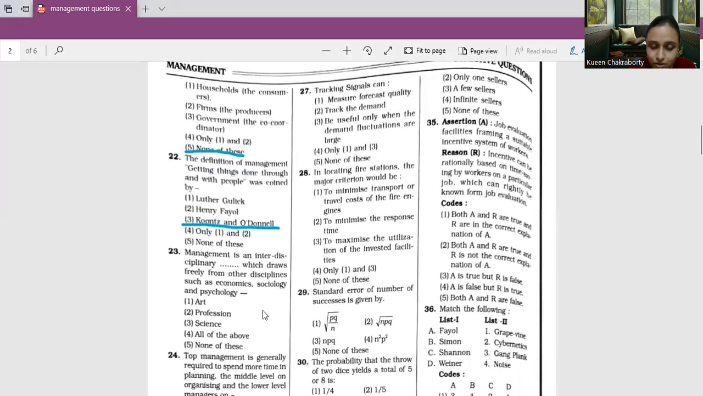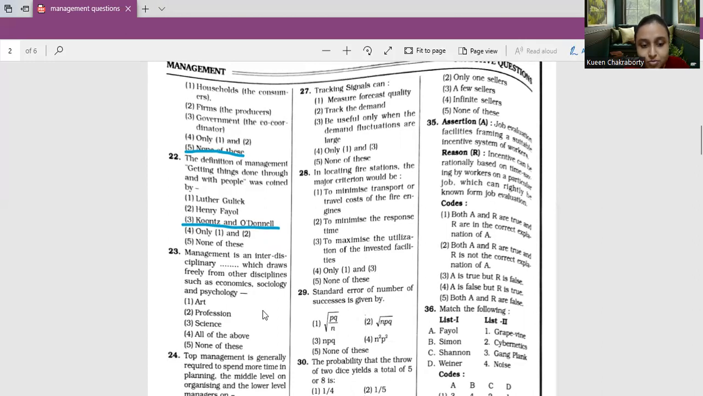Next, moving on to question number 23. Management is an interdisciplinary dash which draws freely from other disciplines such as economics, sociology, and psychology. You have to fill in the blank, which is art, profession, science, all of the above, or none of these.